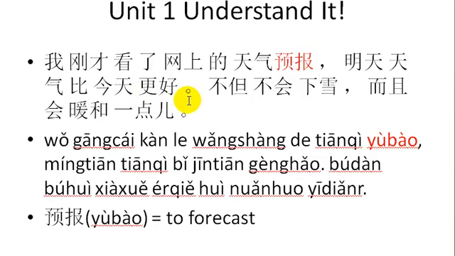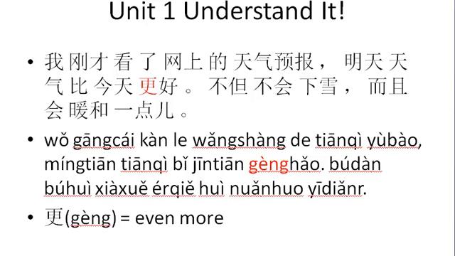So what does 更好 mean? Okay, 更好, 更 is used to mean even more. So you take this 更 and you put it before 好, and it means even better, because 好 means good. So if you say 更好, the meaning is even better. So 明天天气比今天更好. 不但不会下雪，而且会暖和一点. Okay, so she's explaining why the weather is going to be even better.